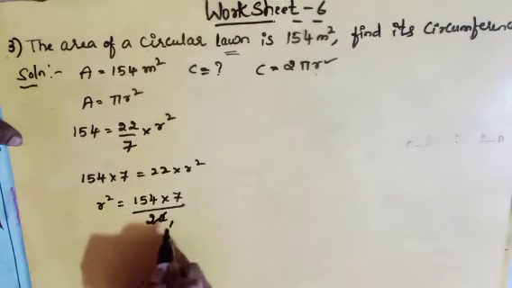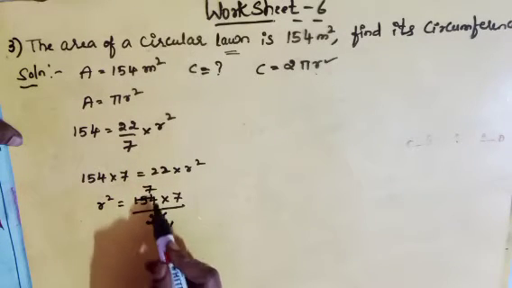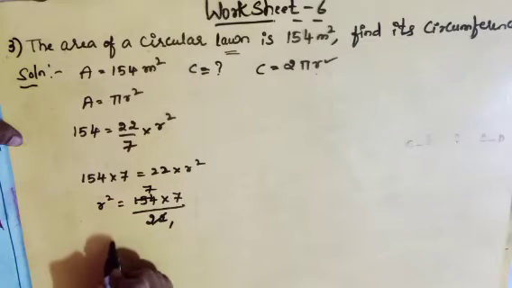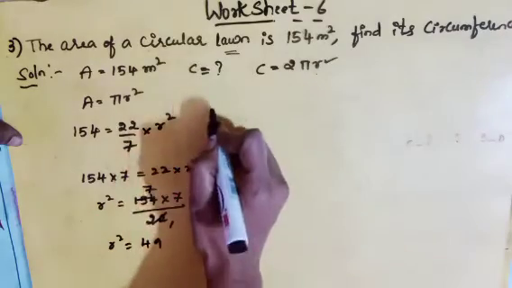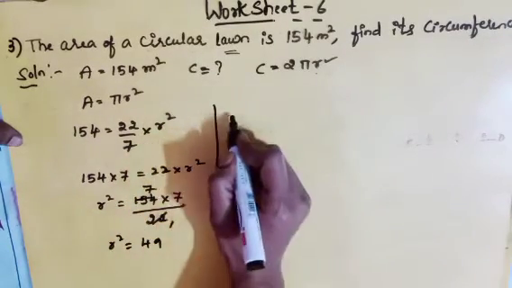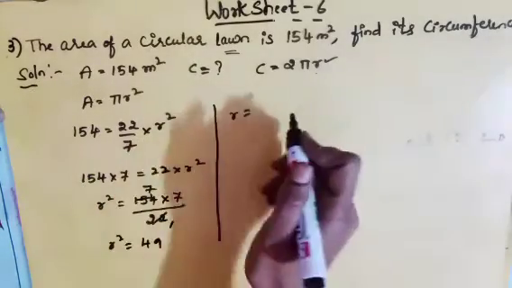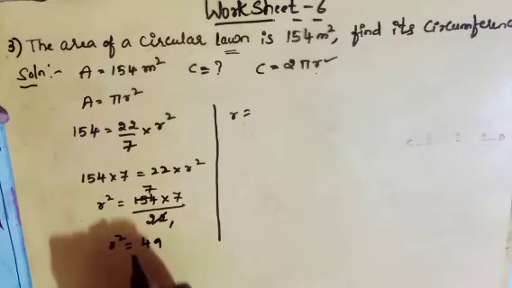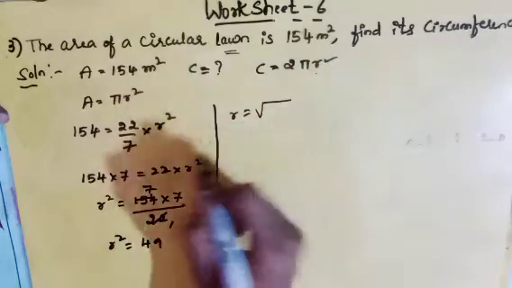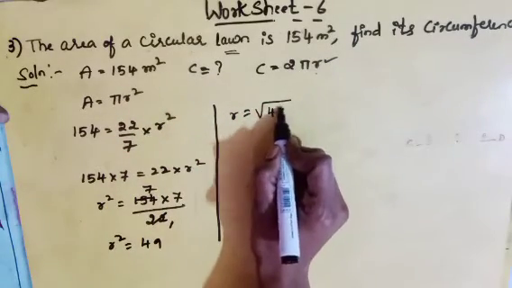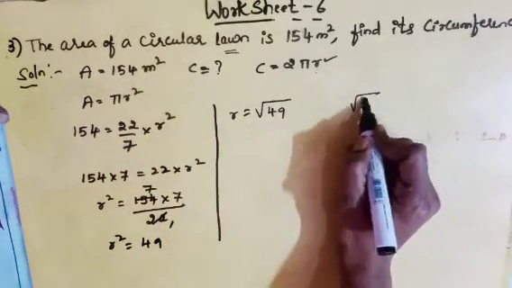Next, 22 ones are 22, 22 sevens are 154. Therefore r square equals 7 sevens are 49. Next, we have to find the value of r. R equals, when the square goes to the right side, it converts into the root. So let us write 49 in the square root. R equals square root of 49. See here, the square root of 49 is 7.